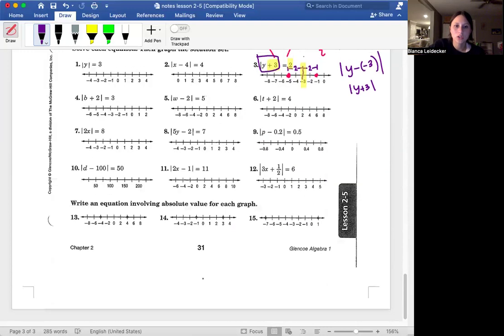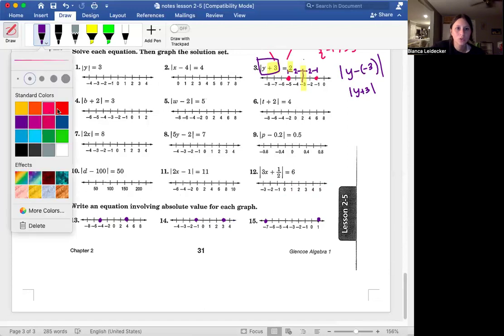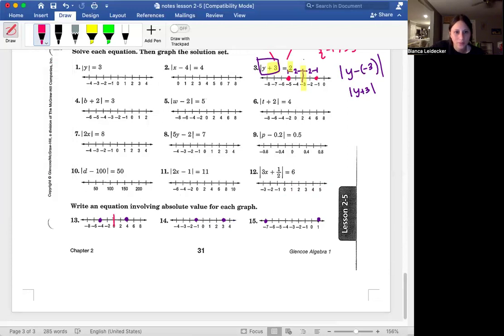Let's go down to 13, 14, and 15, because now in these, the solutions are given to us. So this is kind of what we have to do. The solutions are given to us. We need to create the equations. I'm just dotting them big so we can see them really well. What we're going to do is find the midpoint and then count out the distance from the midpoint to the solution set that they gave us.